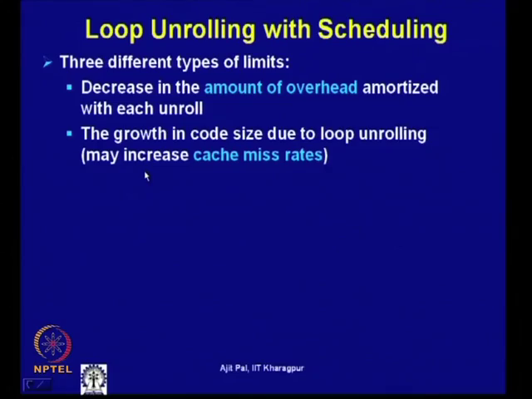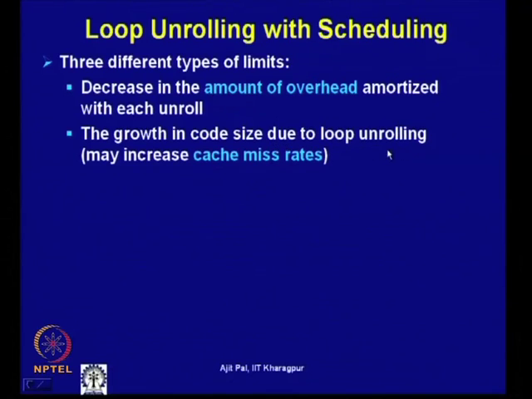Second is the growth in the code size due to loop unrolling. We have already seen that the size of the code is increasing. That means this has to be stored in the cache memory before the program can be executed. Nowadays all processors are provided with cache memories, and if the code size is small, a small number of instructions are to be stored in the cache. But if the size of the code is big, this will lead to cache misses. So, the growth in code size due to loop unrolling may increase the cache miss rates, and this will degrade the performance. Later on, I shall discuss how cache misses occur. So, this problem will also limit loop unrolling.